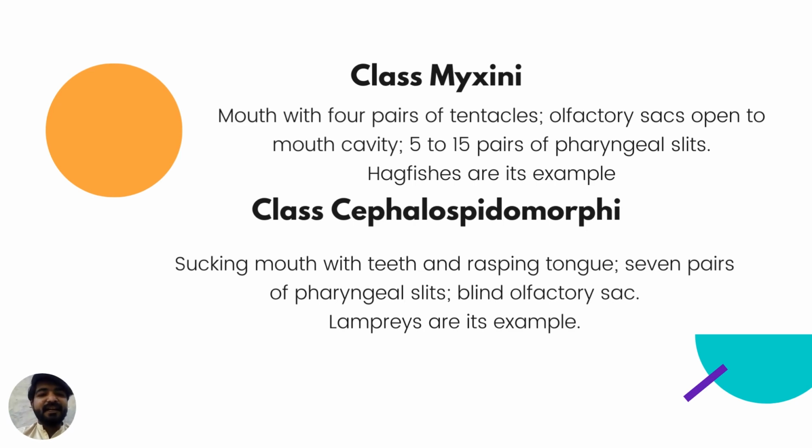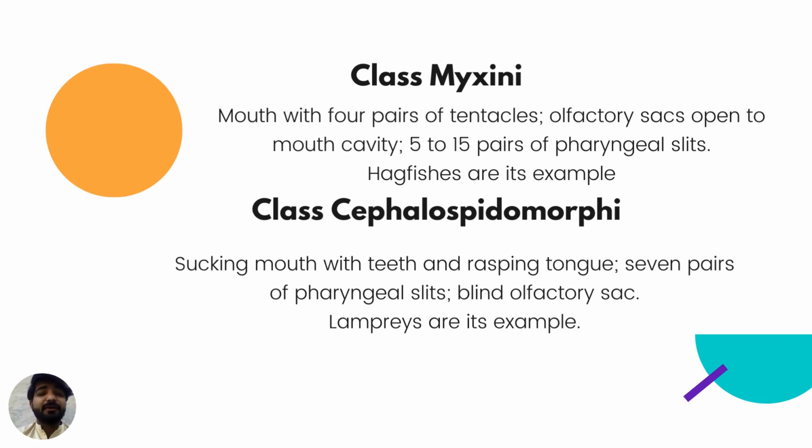Next is class Myxini, which is a class of superclass Agnathans. They have a mouth with four pairs of tentacles. Tentacles are used to capture things. They have olfactory sacs that open to the mouth cavity, and they have 5 to 15 pairs of pharyngeal slits. These slits are openings that lead to different purposes, and fishes use them. Hagfishes are examples of the class Myxini. In fact, hagfishes are a primitive group of fishes that are almost nowhere found now.